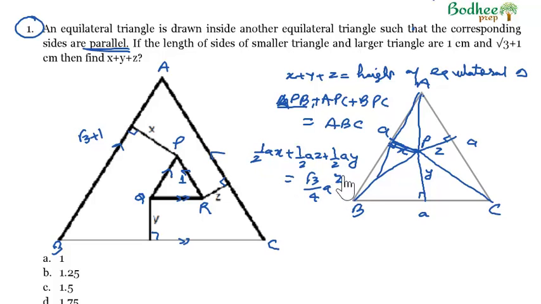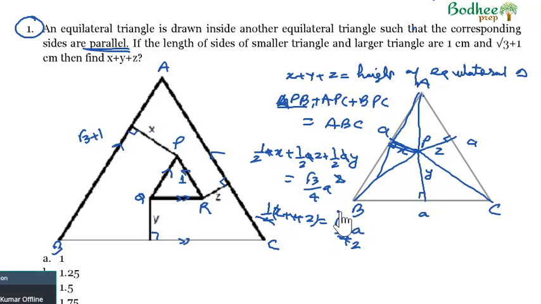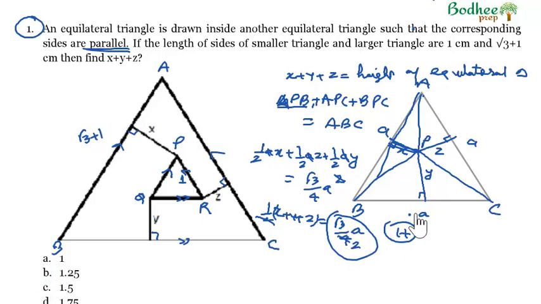So if I remove this A, I get half of x plus y plus z equal to root 3 by 4 times A. If I remove this also, x plus y plus z equals root 3 by 2 times A, which is nothing but the height of the equilateral triangle. I hope this much is clear with everybody. Yes, no?